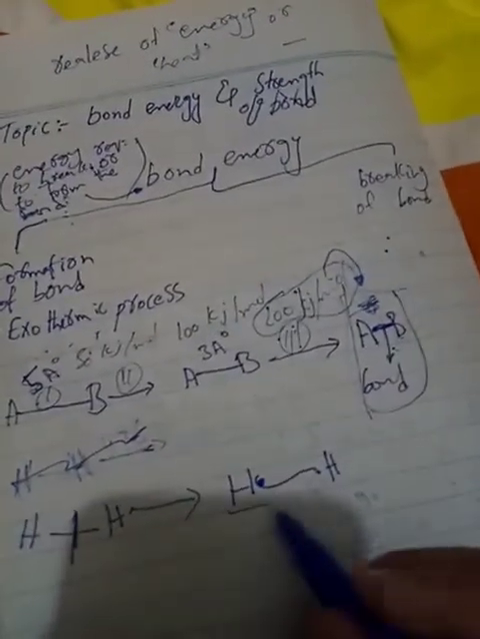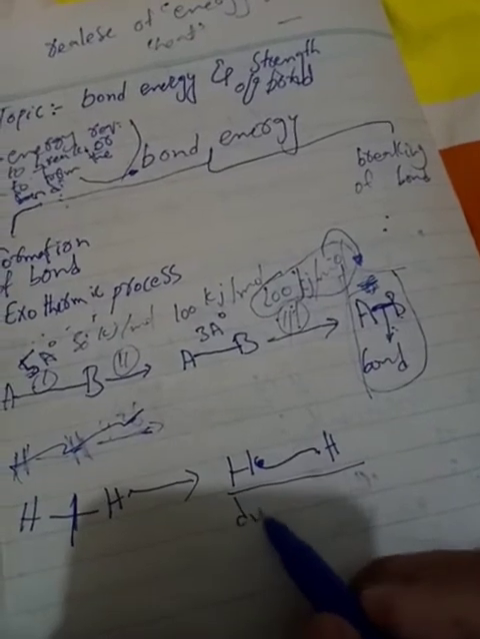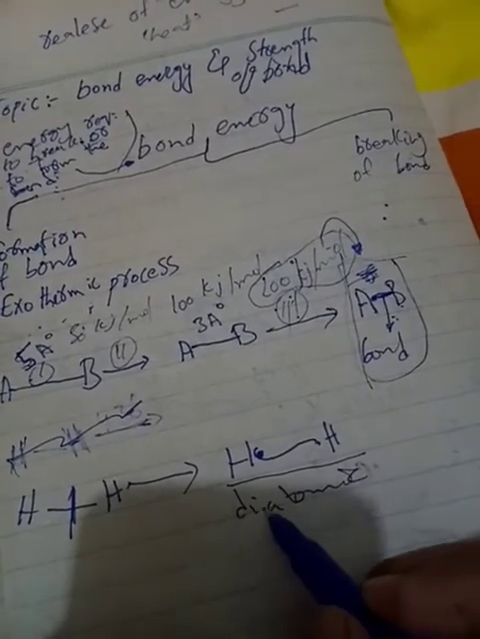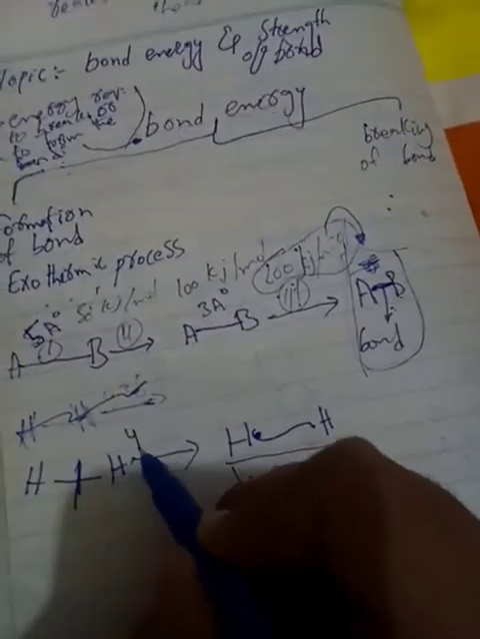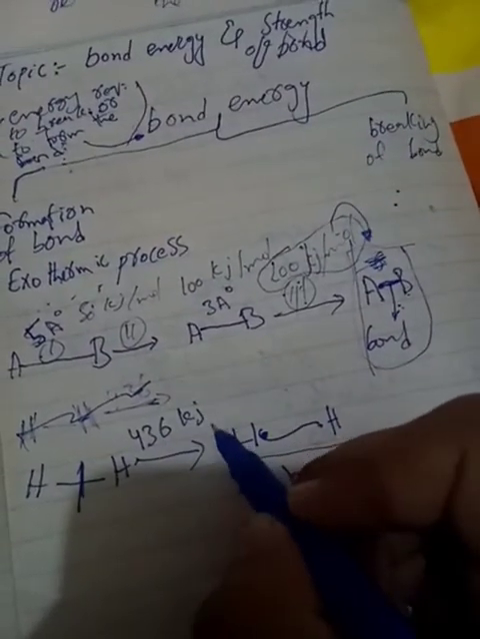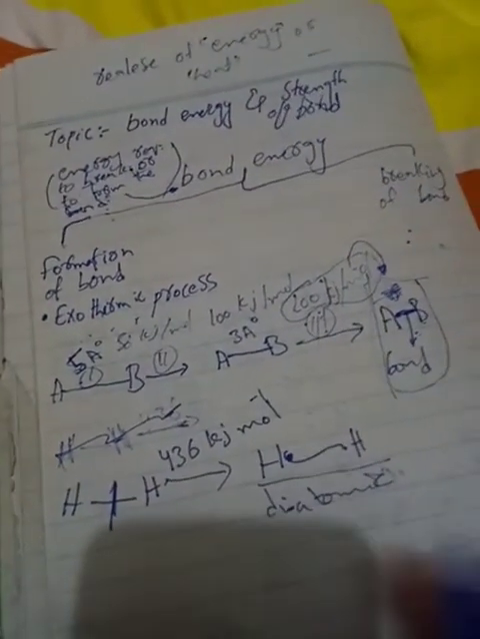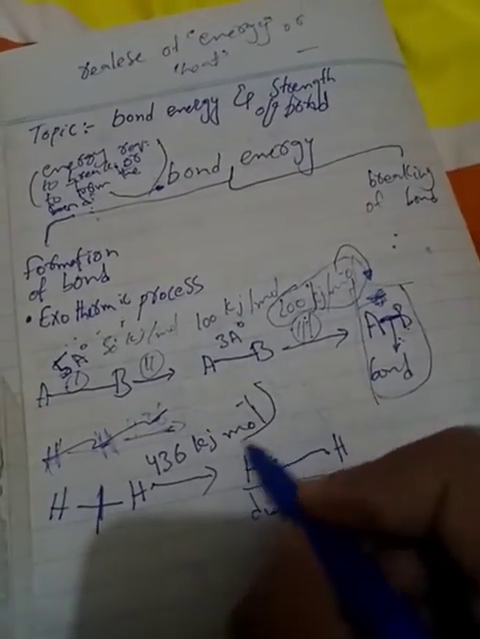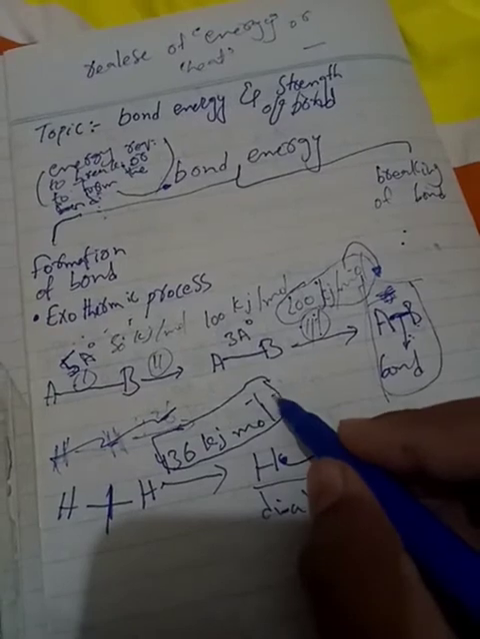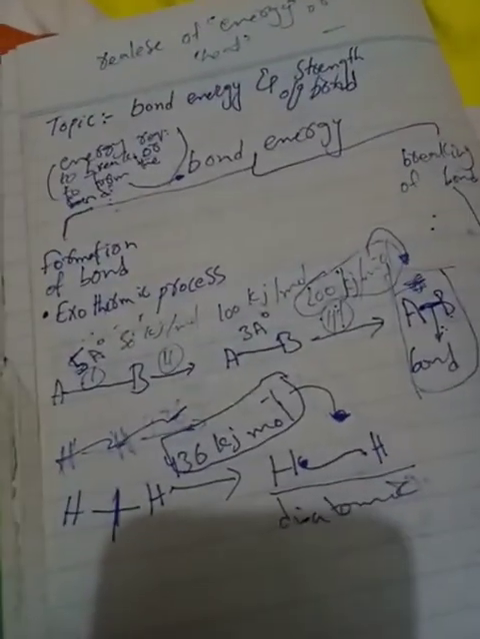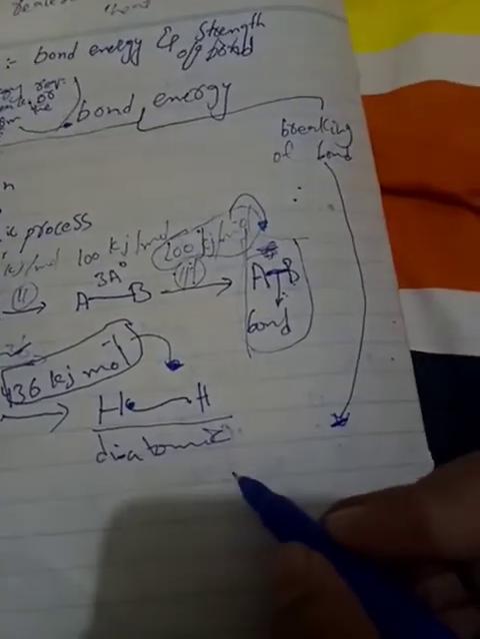This bond is also called a single covalent bond, and the nature of this molecule is a diatomic molecule. Now the energy required was 436 kilojoule per mole. This was the total energy which was required, so this will be called the bond energy of the H2 molecule. And now let's go for breaking of bond. Here, for example, HCl is there.